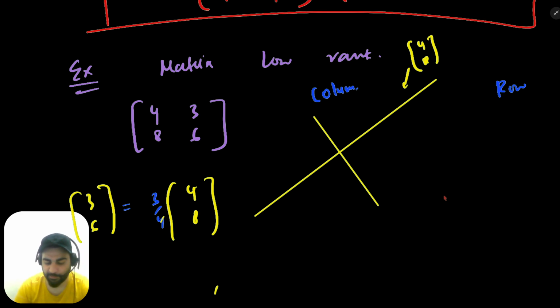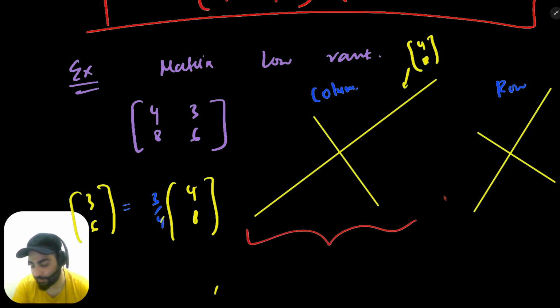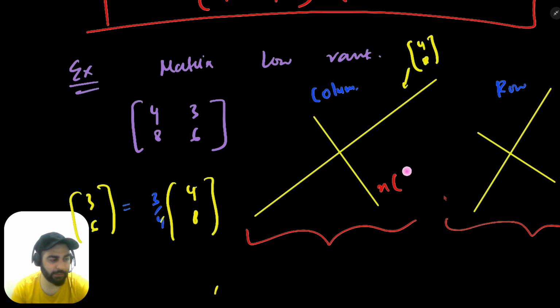So the row space will be basically 4 3. Let's suppose 4 3 is something like this. So this will be our row space, and this will be our null space of that. This is how the picture will look. If this is the row space, then this becomes the null space of A transpose, and this becomes the null space of A. That's what we have seen so far.